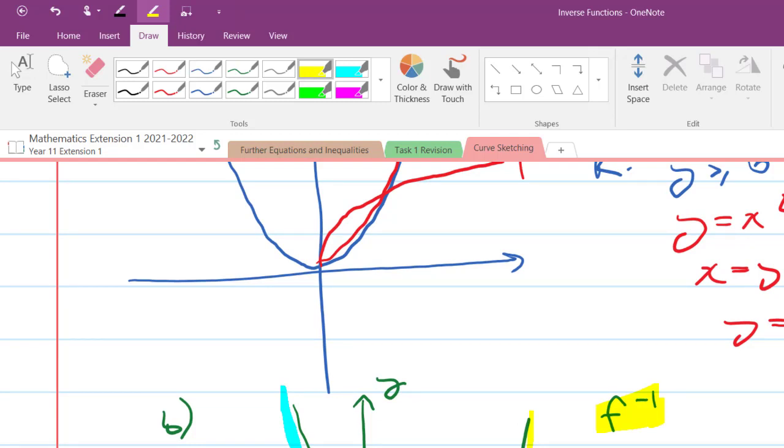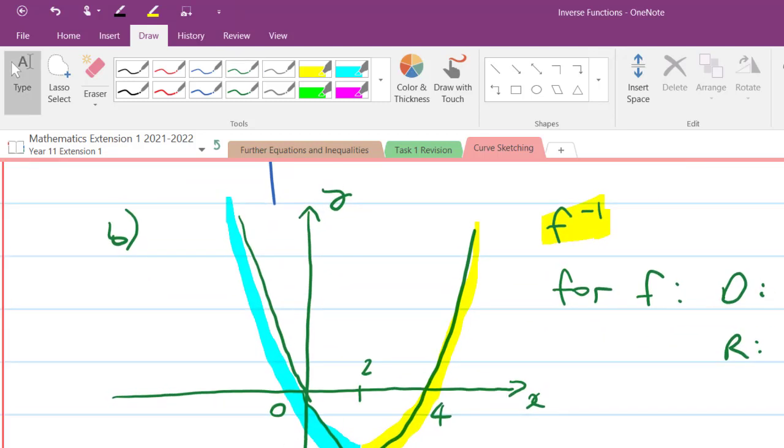So for f, the domain and the range are what? x is larger than or equal to 2, and y is larger than or equal to minus 4. And so that means that for f inverse, the domain is x larger than or equal to minus 4, and the range is y larger than or equal to 2. So we literally just switch, right? That's all we ever do. x becomes y and y becomes x.